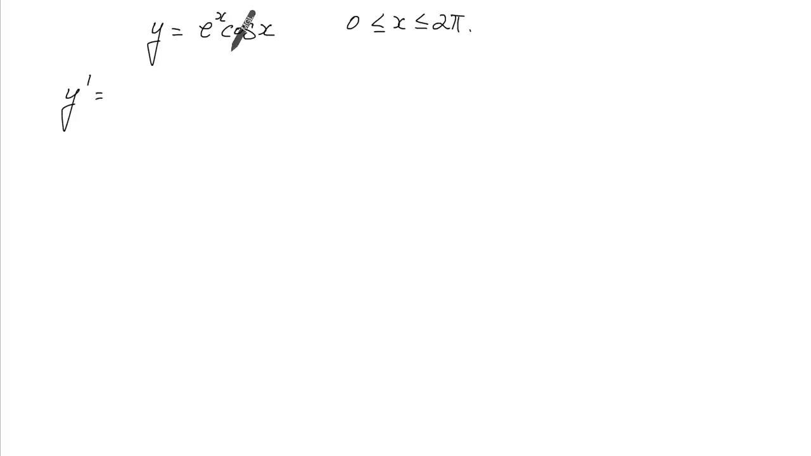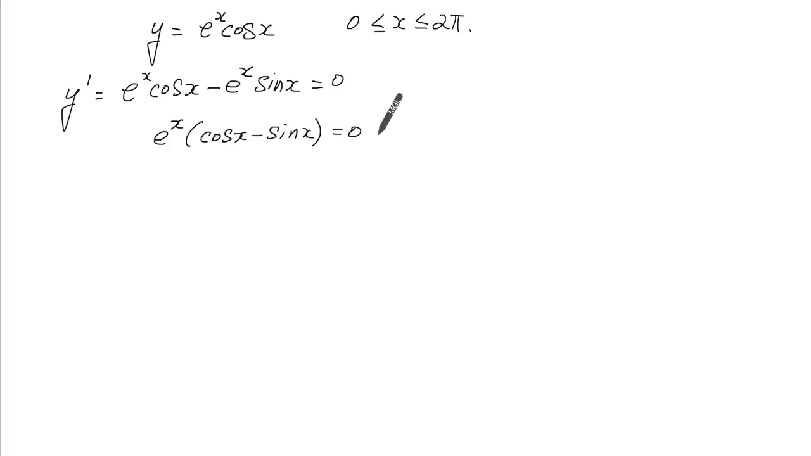So let's differentiate this using the product rule. e to the x cos of x plus, I'm going to leave the plus out for now, e to the x times the derivative of cos of x, which is negative sine of x. So I'm going to put the negative there. I'm going to set that to 0 and solve for values of x that will satisfy this equation. Factor out e to the x and we get cos of x minus sine of x is equal to 0.